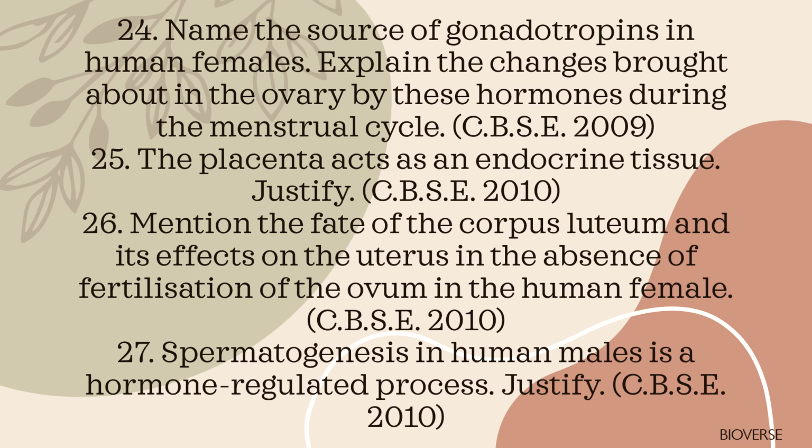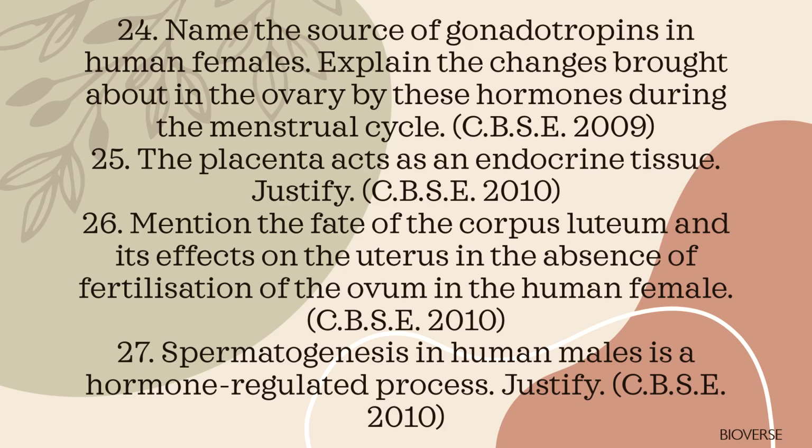Question 26. Mention the fate of the corpus luteum and its effects on the uterus in the absence of fertilization of the ovum in a human female. Answer. In the absence of fertilization, the corpus luteum degenerates into corpus albicans. As progesterone levels fall, the endometrium breaks down and is shed, resulting in menstruation.